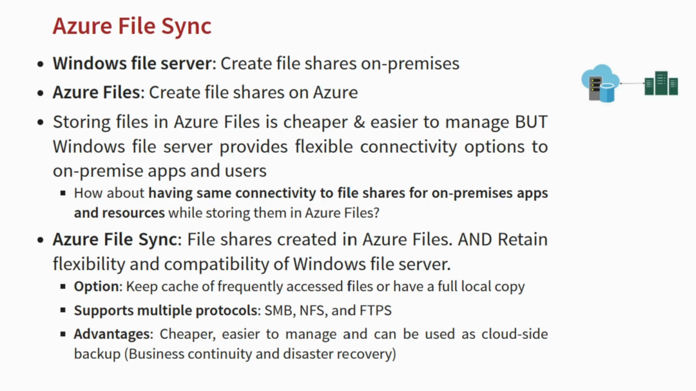So here, some of the important features is that it provides caching. Frequently accessed files are cached locally on the Windows file server, and you can even choose to keep a complete local copy of all your files whenever it is required. It also provides various protocol support like SMB, FTPS, and even NFS, right? So these are the various features of Azure File Sync.